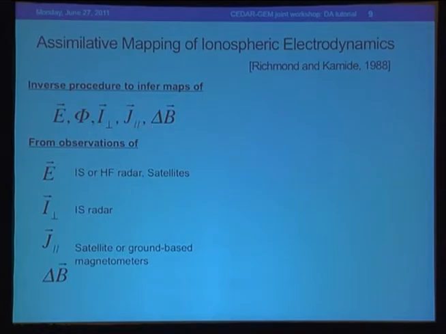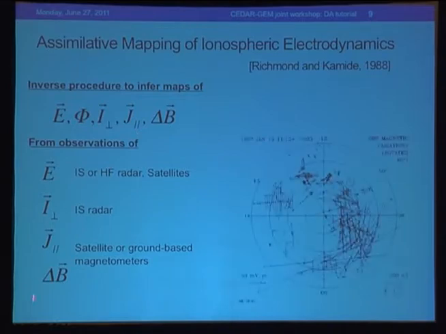And then you could derive Joule heating and Poynting flux as a combination of those. We infer those from observations of all the variables, so different types of observations. I'm showing one snapshot of the collection of observations.